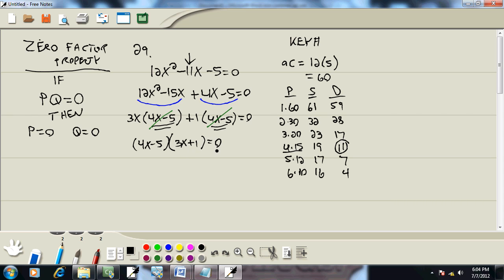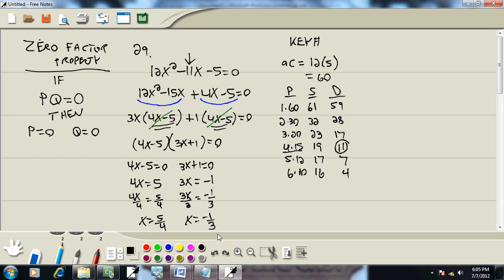Okay, zero factor property. It says you get 0 on one side, you factor the other side. You can set each factor equal to 0. So I'll set 4x minus 5 equal to 0, and I'll set 3x plus 1 equal to 0. And then you solve each one of these. So here I'll take the negative 5 over to the right side, divide both sides by 4, and we get x is equal to 5/4. Now here I'll take the 1 over to the right side, becomes a negative 1. Divide both sides by 3. And we get x is equal to negative 1/3.